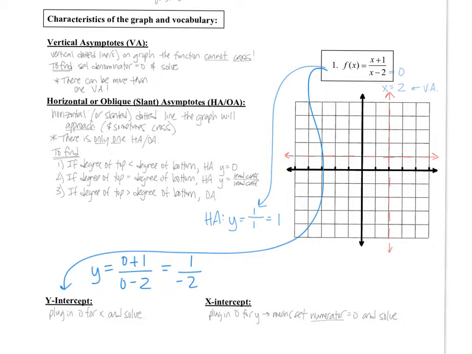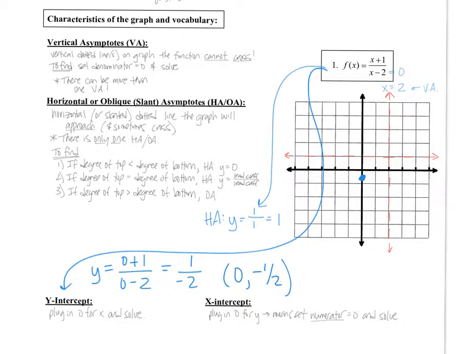So where is the point 0, comma, negative 1/2? If I want to write my y-intercept as an ordered pair, I have 0, comma, because I plugged in 0 for x, and when I did that, the y value was negative 1/2. That point is right here. So far I have 2 asymptotes for my graph and a point. Okay, well that is not that helpful, but let's do the next one.